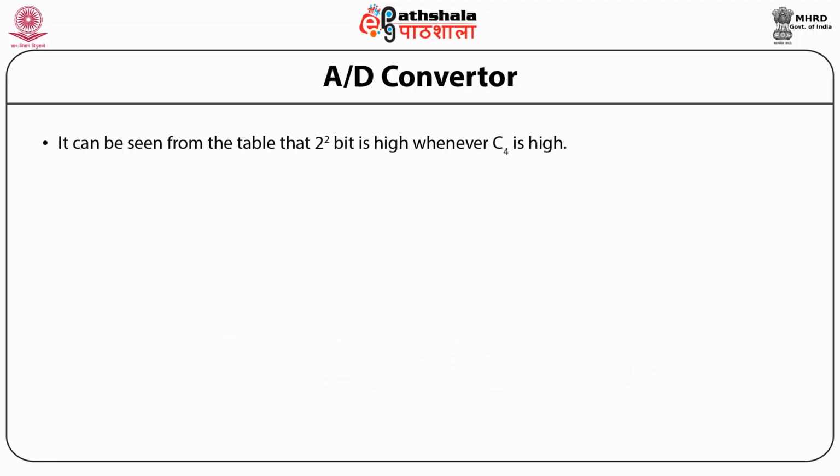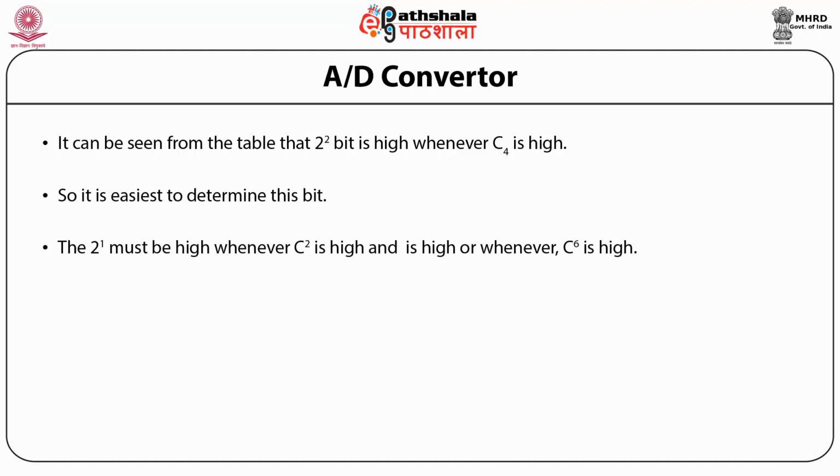It can be seen that the 2 raised to power 2 bit is high whenever C4 is high. So, it is easiest to determine this bit. The 2 raised to power 1 bit must be high whenever C2 is high and C4 bar is high, or I can say whenever C6 is high. Therefore, the expression for the 2 raised to power 1 bit is given by 2 raised to power 1 equals C2 into C4 bar plus C6.